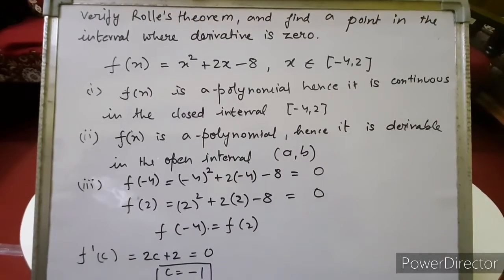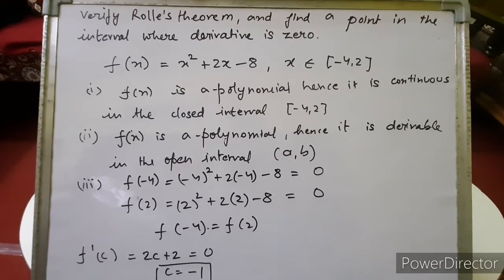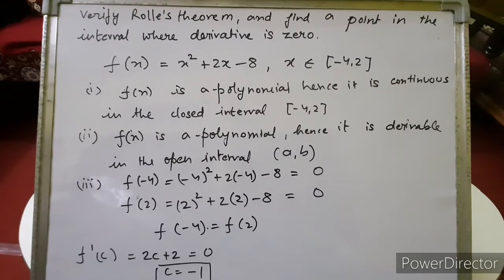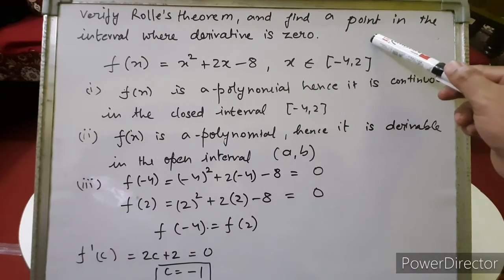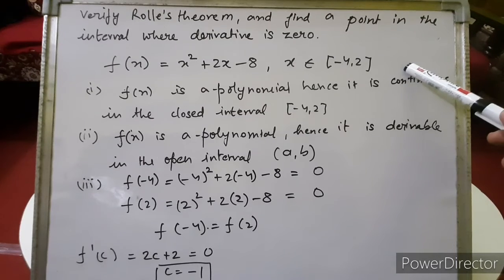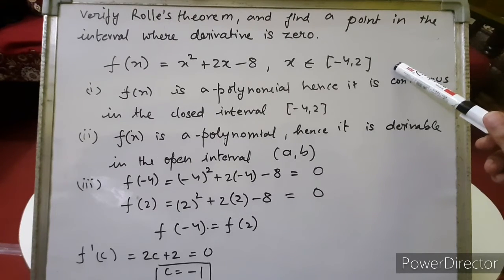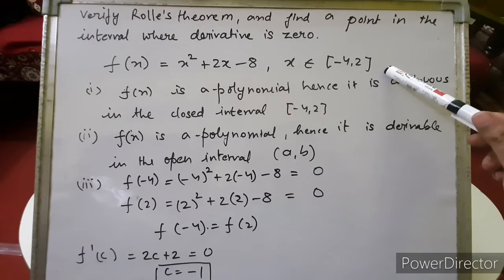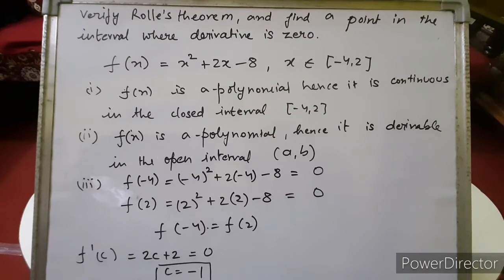Okay, children, let's see some examples to understand more clearly the conditions, how we are going to apply them, how we prove whether Rolle's theorem is applicable or not, and how we calculate the point at which the tangent is parallel to the x-axis. Suppose the question is given like: verify Rolle's theorem and find the point in the interval where the derivative is 0. The function is given as f(x) = x^2 + 2x - 8, and x belongs to the closed interval [-4, 2]. That means x is greater than or equal to -4 and less than or equal to 2.